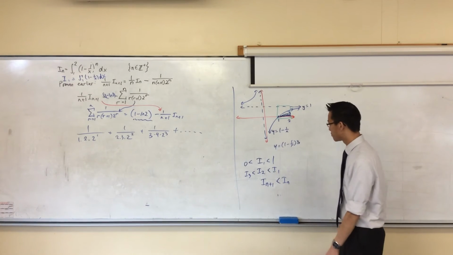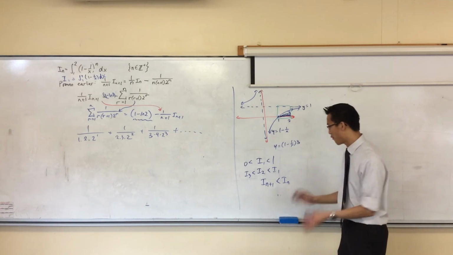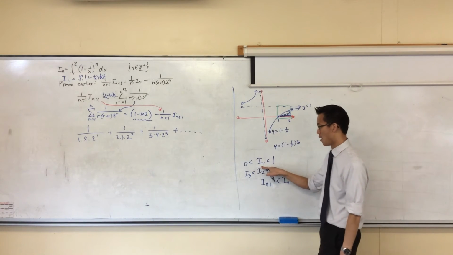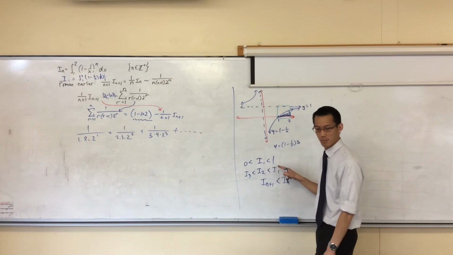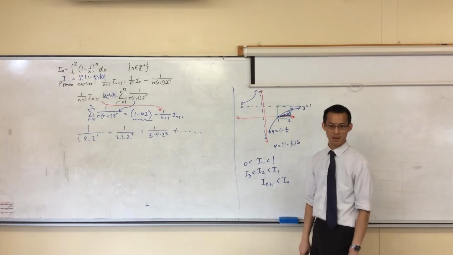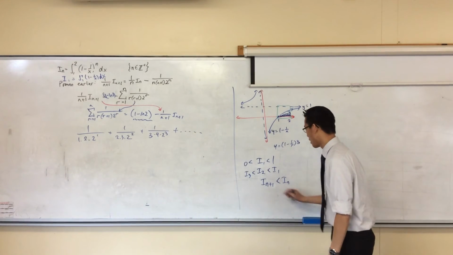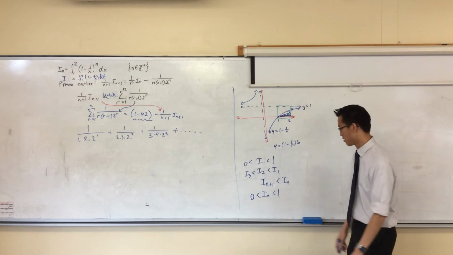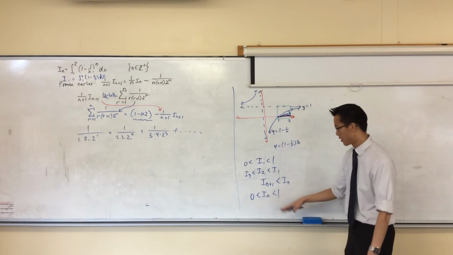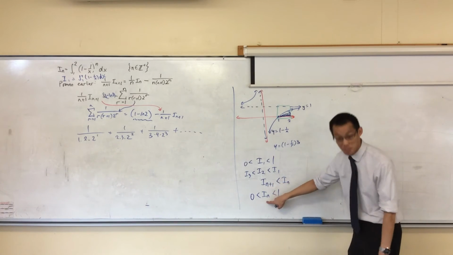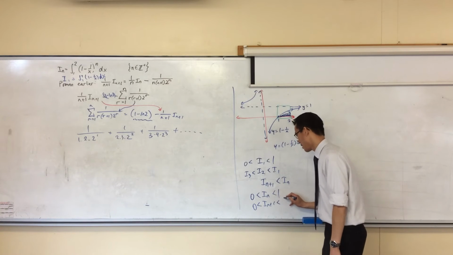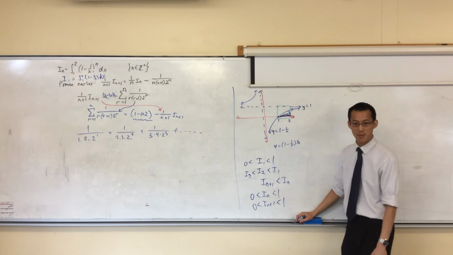Does that make sense? Okay, so therefore, I can conclude from all of this that not only is I1 less than 1, all of them will be less than 1. So I've got I(n) is less than 1, in this boundary. But because I(n+1) is even smaller than that, it'll be I(n+1) in there. Are you happy with that?